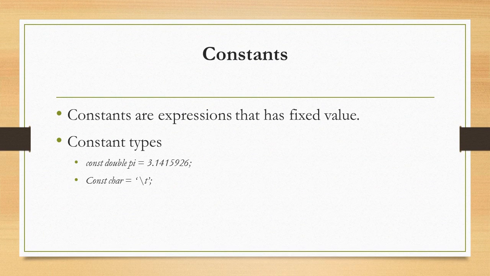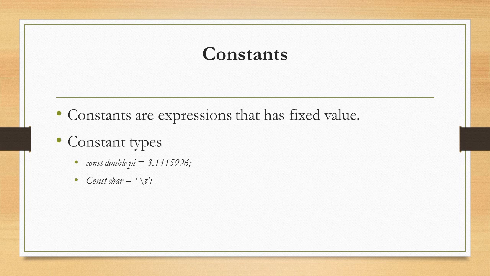Next one are constants. Constants are expressions that have fixed values. They have their own form. When you want to declare a constant, you normally start with the const keyword, the data type, the name of the constant, then the equal sign, then the literal.